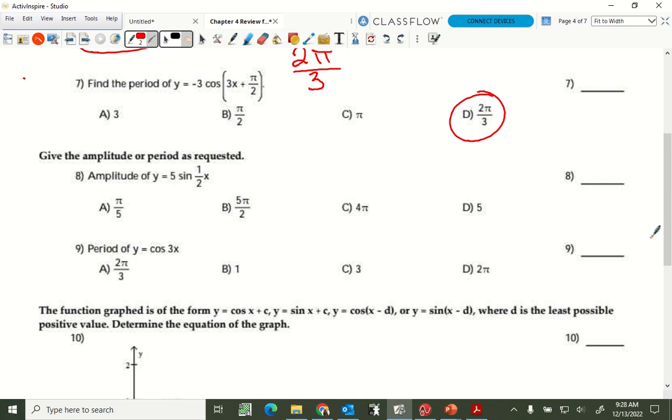All right, says amplitude. What's the answer to 8? Cosine? What's the answer for 8? It's 5 pi over 2. 5 pi over 2? Yeah.